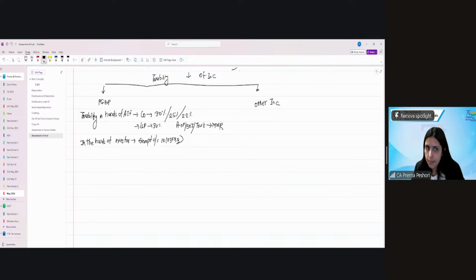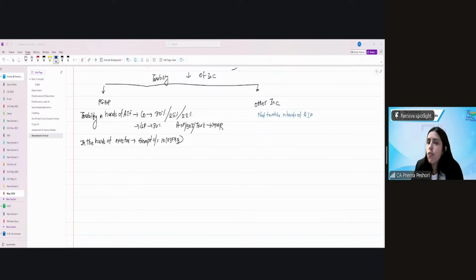Now, if it is other income, not business income, any income other than business income, then in the case of the AIF, it will not be taxable. Yes, for trust also these are the MMR rates, AOP rates. So any other income is not taxable in the hands of AIF.